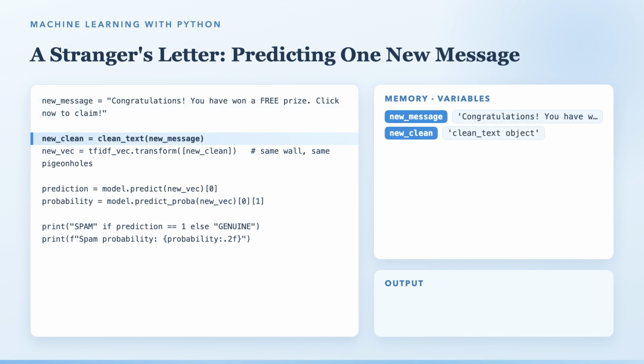Then, and this line matters. Transform, not fit transform. The letter must be measured against the same pigeonhole wall the model learned from. A new wall would scramble every meaning. Then predict. The cards go to the scale.